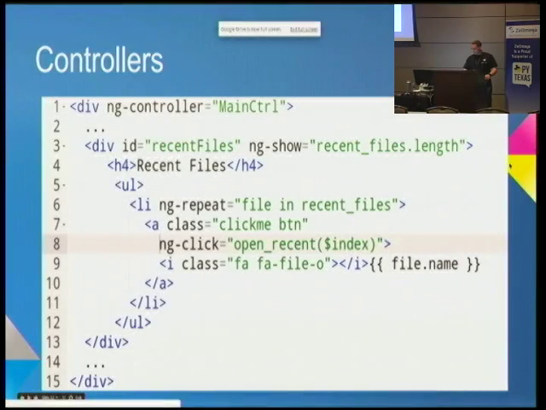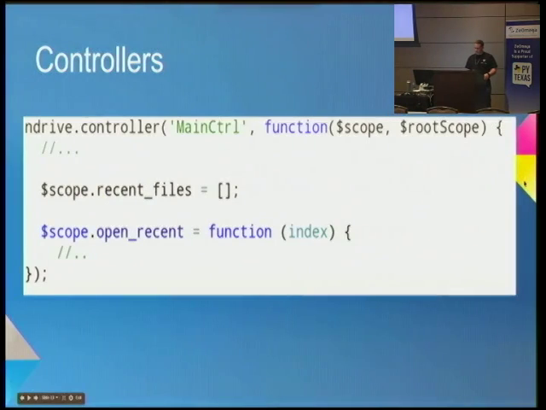So now in the JavaScript, this is what the JavaScript will look like. You're defining your controller. You can see I named it main controller. And then in your controller, you'll have a variable called scope, which is basically anything you can access now in your HTML template. So you can see I'm setting scope.recentFiles. Right now, that's in this piece of code. It's just an empty list.